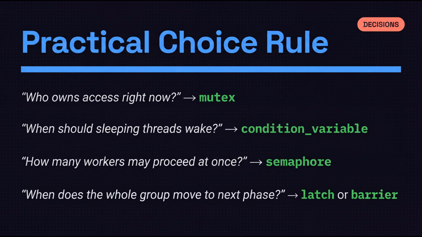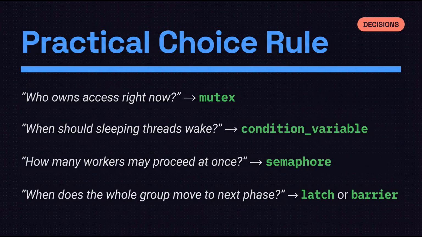4 questions to choose the right primitive. If the question is, who owns access right now? Use a mutex. One thread at a time, exclusive ownership. If the question is, when should sleeping threads wake up? Use a condition variable. Sleep until a predicate is true.